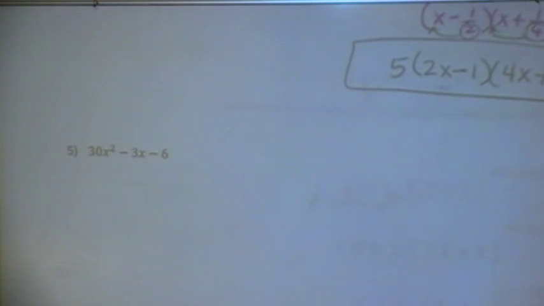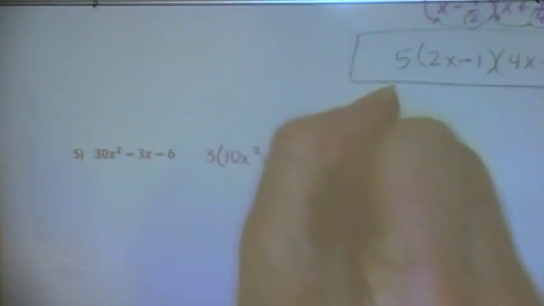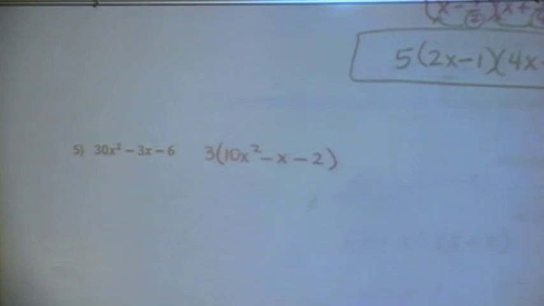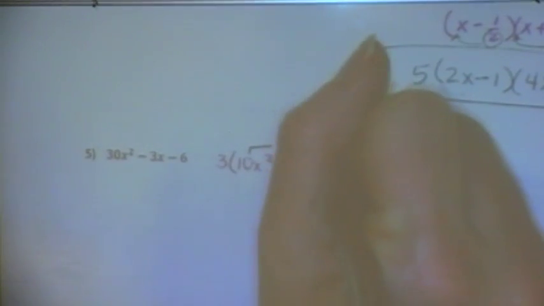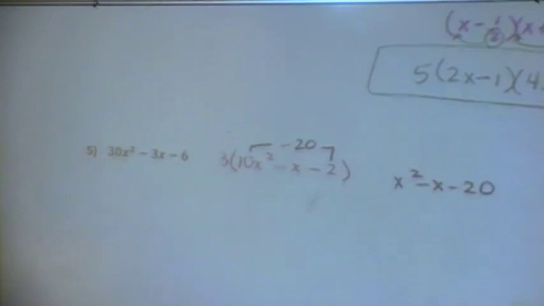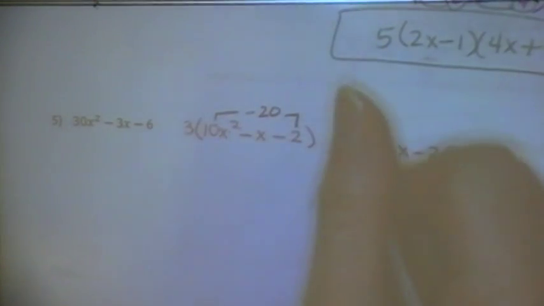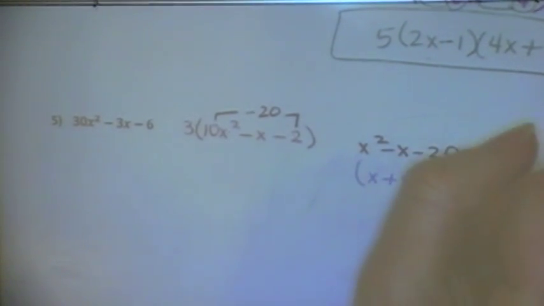Factoring out a GCF, because there is one again. This time it's 3. That leaves me 10x squared minus x minus 2. Multiply, gotta use bottoms up methods, multiply first and last. Create for yourself a new trinomial, x squared minus x minus 20. That factors as x plus 4, x minus 5.